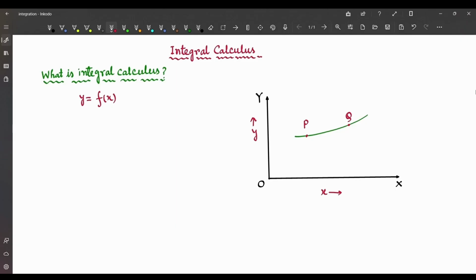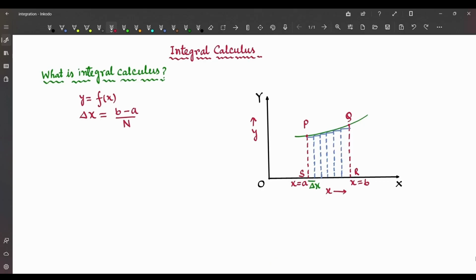We draw two perpendiculars on the x-axis from points P and Q respectively. These are QR and PS. The value of x at point S is a and at point R is b. To calculate the area of PQRS, we divide SR into n equal parts, each of length del x. Here del x is equal to (b minus a) by n.